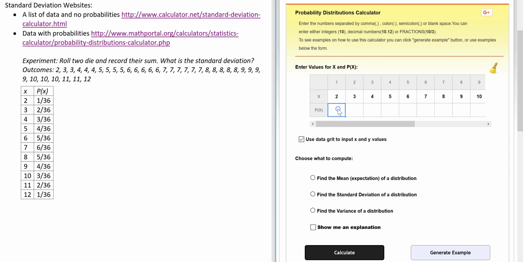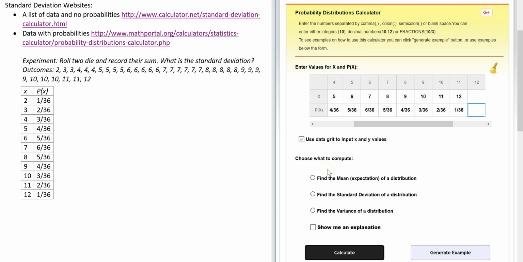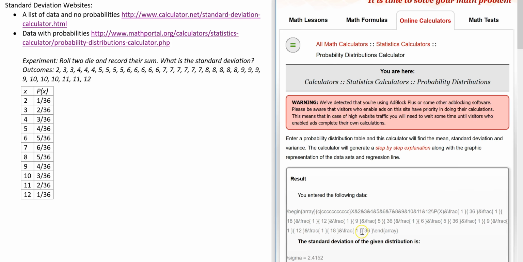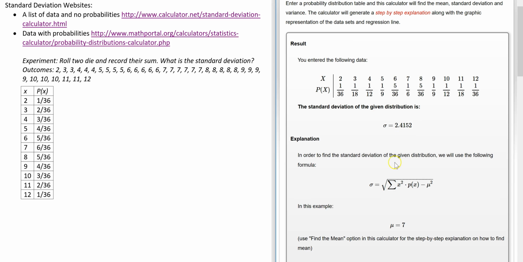And then I still need to put the probabilities in. Once all the data has been typed in, I need to select what I want the website to find. If I want it to find just the standard deviation, I tell it to do that. And the result is also 2.4.